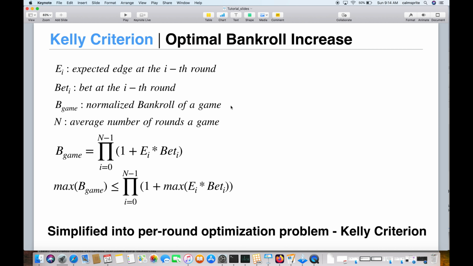Let B_game represent the bankroll normalized by the initial bankroll, and N be the average number of rounds in a game. The cumulative gain of a game can be expressed as the product of 1 plus E_i times bet_i across all rounds. To maximize B_game, we must maximize this cumulative product, which essentially reduces to maximizing E_i times bet_i in each round. The problem then becomes, how do we use the true count of a particular counting system to determine a betting strategy that maximizes the product of expected edge and bet size?